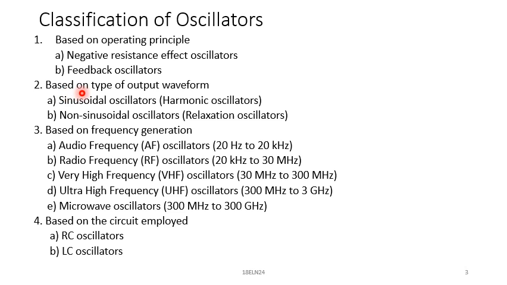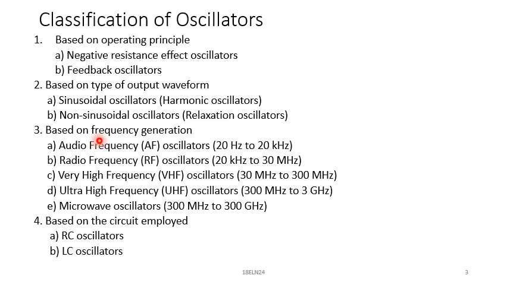The second type of classification is based on the type of output waveform. It is sinusoidal oscillators, which produce a sinusoidal output. The second one is non-sinusoidal oscillators, which we call relaxation oscillators. The output will be a square wave or triangular wave and so on.